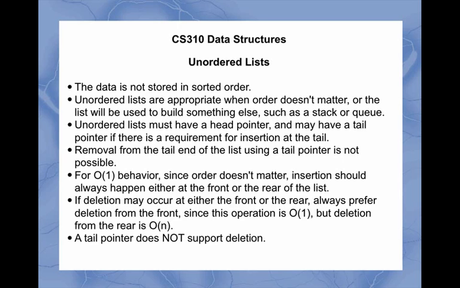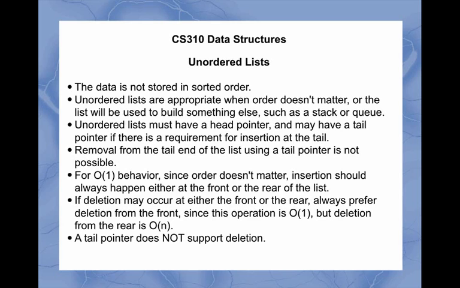Thus, if we must remove from the end of the list, then we have to start at the head and traverse the entire list until we get to the end, and then use a trailing pointer to remove that final node. For big O of 1 behavior, since order doesn't matter, then insertion should always happen either at the front or the rear of the list. But if deletion can occur either place, then always prefer to remove from the front, because a tail pointer does not support deletion.